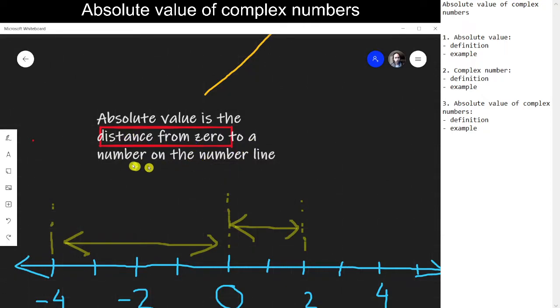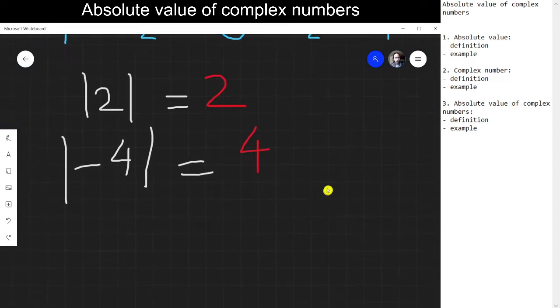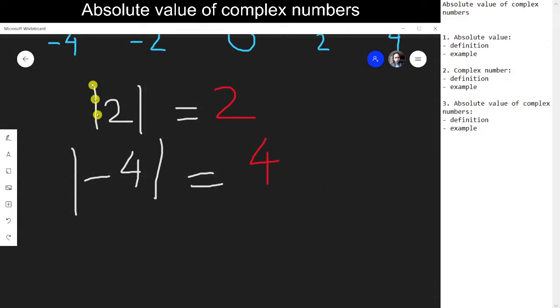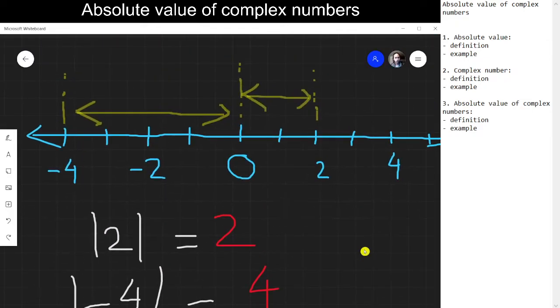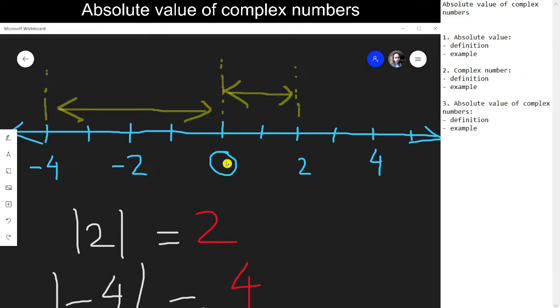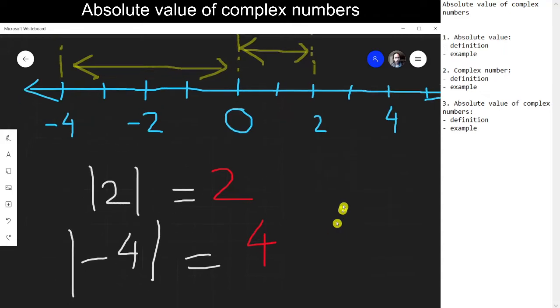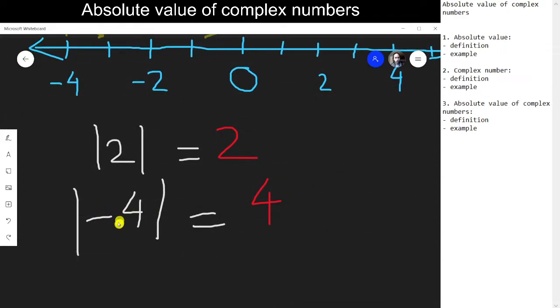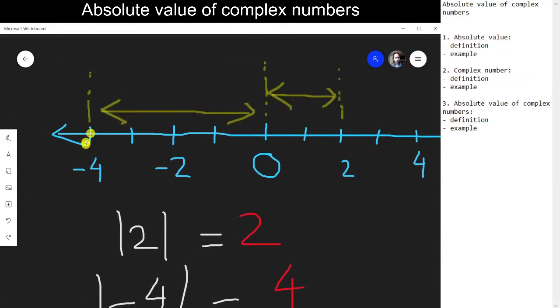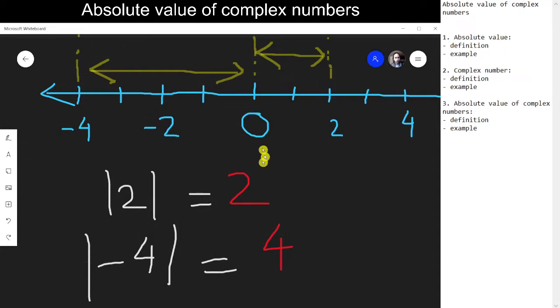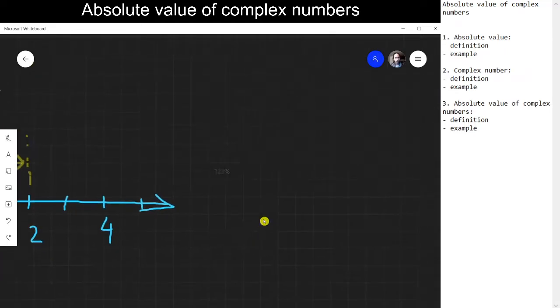to a number on the number line. So, for example, absolute value of 2 is going to be equal to the distance from 0 to 2, which is equal to 2. And the absolute value of negative 4 right here is the distance from 0 to negative 4. So that distance is equal to 4.